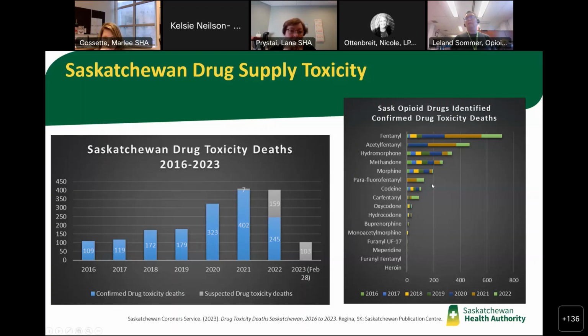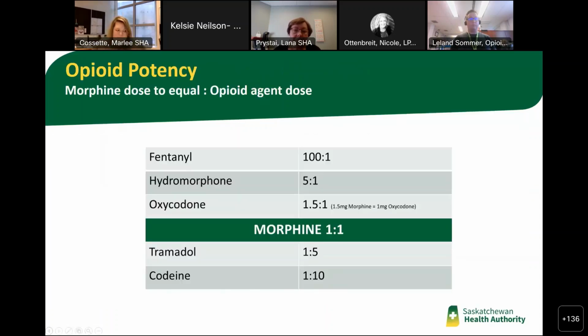Looking at the image on the right, this shows what street or illicit drugs were associated with those drug toxicity deaths. You can see that it has very much changed over time. If you read each bar, fentanyl at the top goes from left to right through the years. Fentanyl is becoming more prominent, but we also have more types of fentanyl in the system, which are more potent and more toxic. We have fentanyl, acetyl fentanyl, and fluorofentanyl, and they are becoming more potent and creating more opioid-related toxicity deaths.